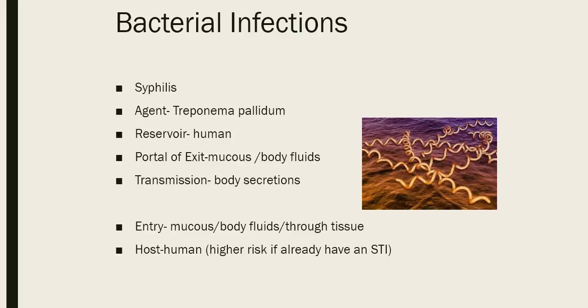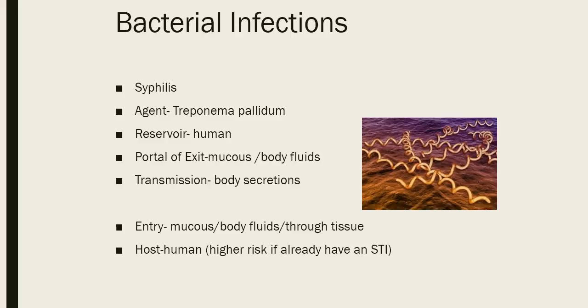The second bacterial infection we're going to look at is syphilis. The agent is Treponema pallidum. The reservoir is human. It exits through mucus or body fluids. Usually it exits through sexual fluids. Its transmission is through body secretions, typically sexual secretions. It enters the body through mucus, body fluids, or through tissue.